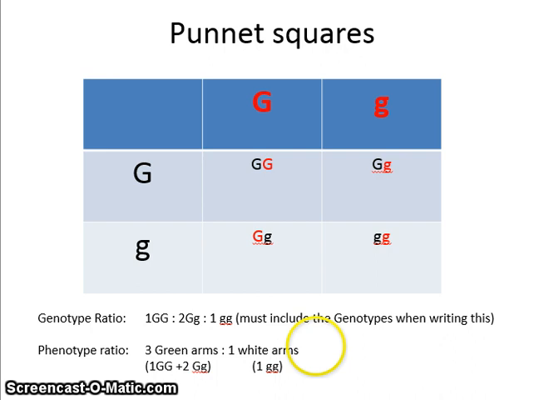We'll often ask you to write out a genotype ratio here, in which case you must include the genotype. So you must say 1 big G big G, 2 big G little g, 1 little g little g. You can't just write 1 to 2 to 1 because you'll be marked incorrect if you do. But we also can't forget that whether you have big G big G or big G little g, as long as you have one copy of that dominant allele, you will show the dominant phenotype. So here in the phenotypic ratio, we have 3 green arms, if big G codes for green arms, and only one individual, the one who's homozygous recessive, who will have white arms.